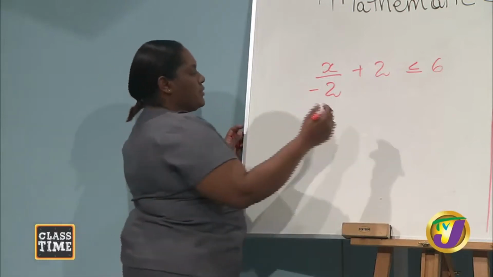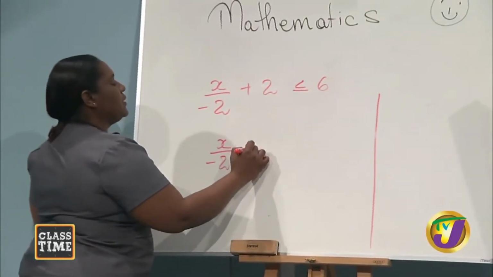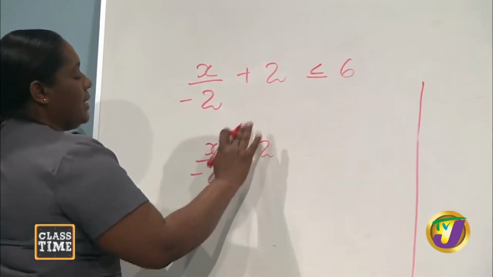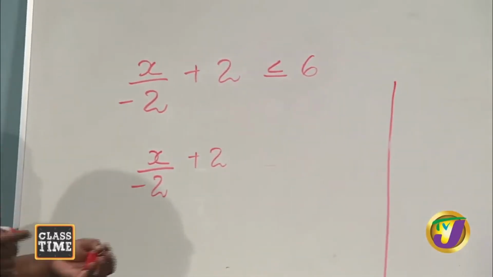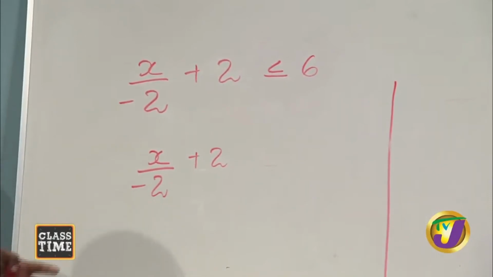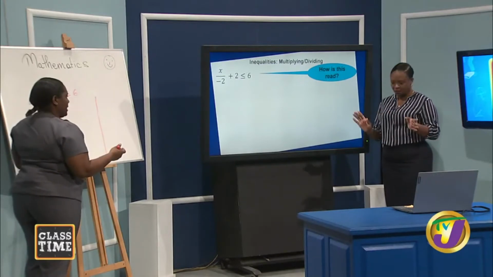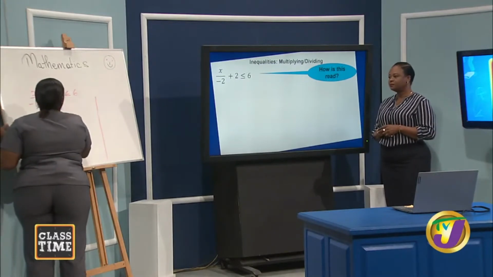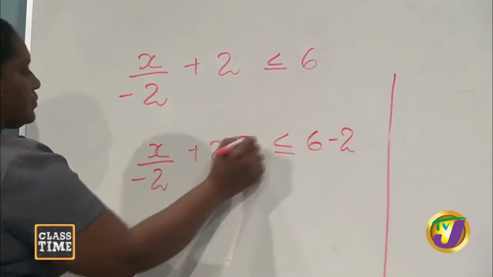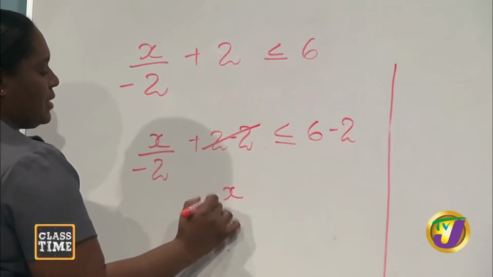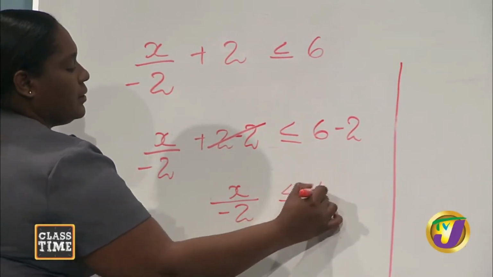So it's x divided by negative 2, added to 2, less than or equal to 6. Now, remember I said that we are going to be grouping like terms, which means we are going to be transposing, and in transposing, we want to maintain the balance of the inequation. So we are going to be subtracting 2 from both sides of the inequation. So we are left with x over negative 2 is less than or equal to 4.